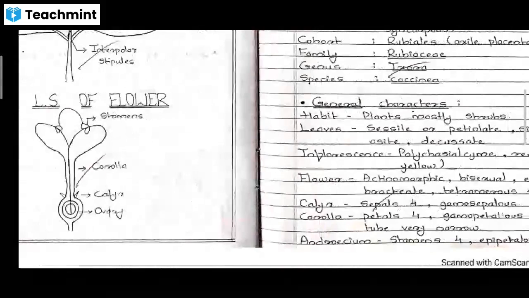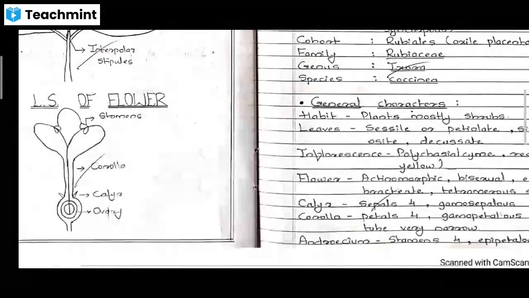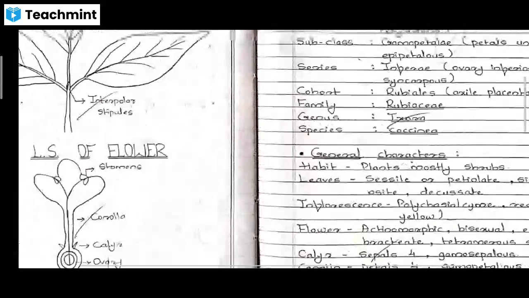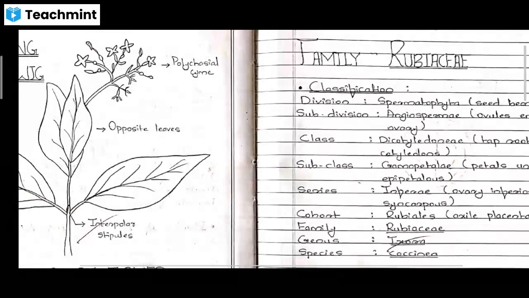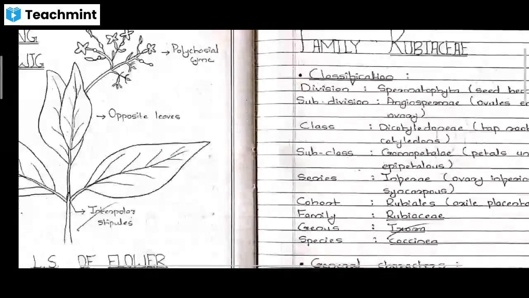Then the inflorescence. The inflorescence is polychasial cyme. Polychasial cyme means, as you can see in the picture, on a single stalk lateral branches are developed, and on those the flowers are arranged in groups. Here the older flowers are present at the center, and the young flowers are present surrounding them. So the inflorescence is a polychasial cyme.